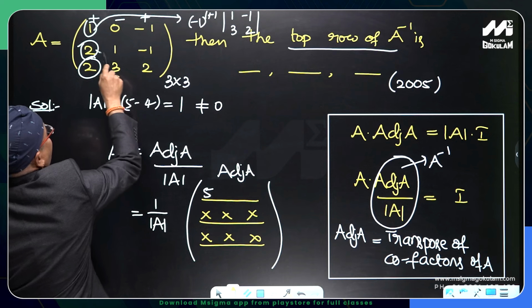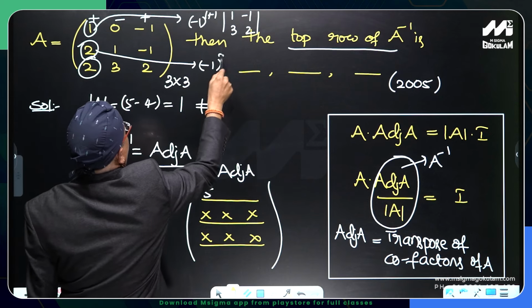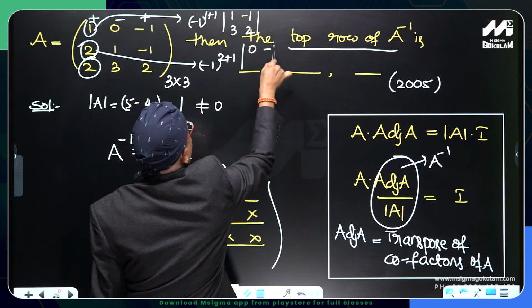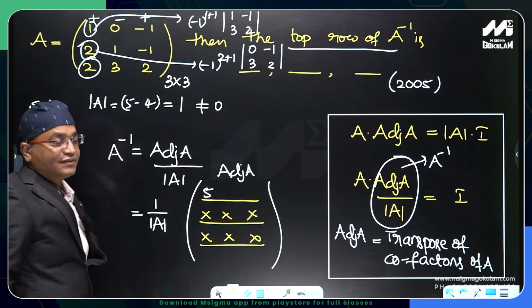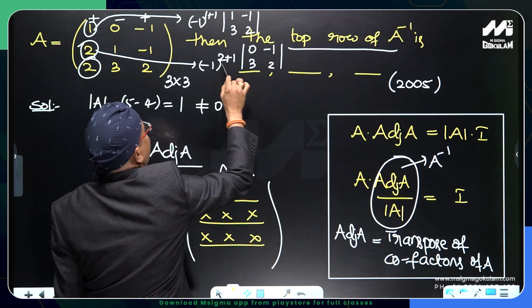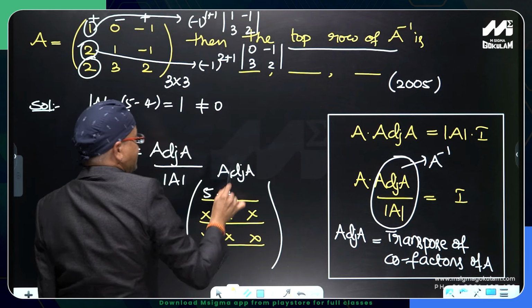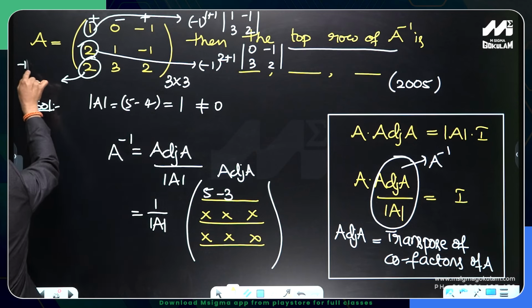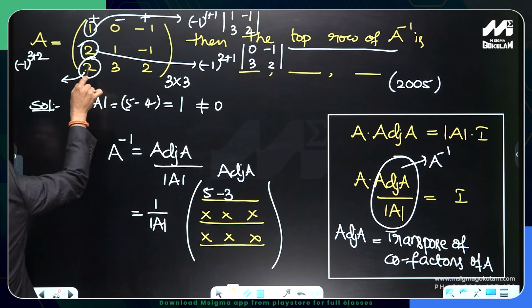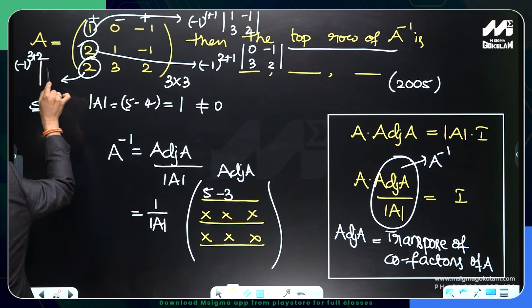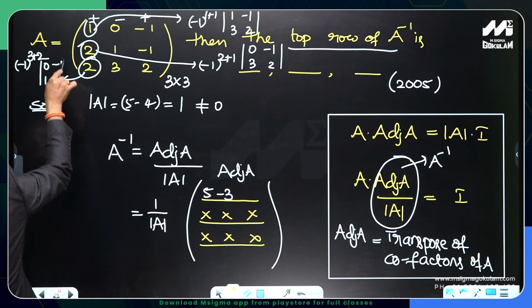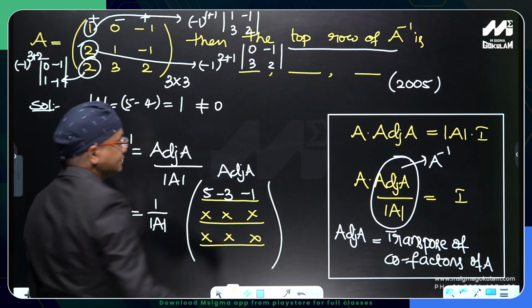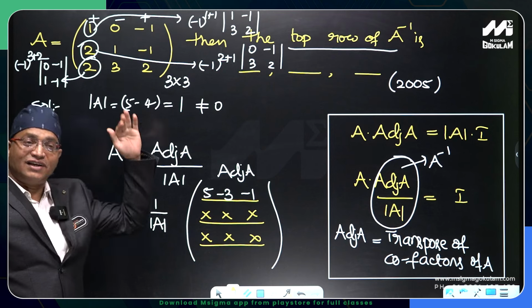Similarly, what is the cofactor of this element? Minus 1 whole power, it's row number 2, column number 1. That row and column delete. Remaining 0, minus 1, 3, 2. Now, 0 plus 3 comes, here minus 1, plus 3 into minus 1, minus 3. Similarly, what is the cofactor of this element? Minus 1 whole power, row number 3, column number 2, remove that row and column, remaining determinant 0, minus 1, 1, minus 1. So, minus 1 plus 0. Minus 1 into minus 1, you get minus 1. So, cofactors will come like that only.